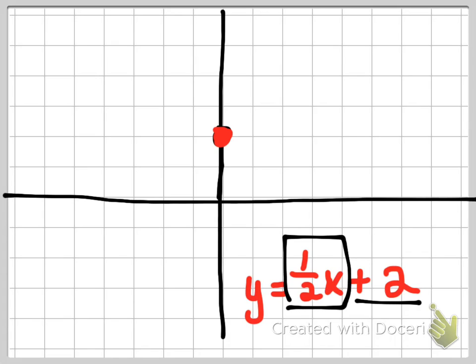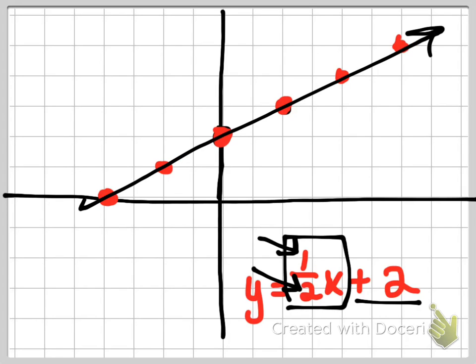Rise over run means rise first, run second: up 1 over 2. Let me stay with red here. Up 1 over 2, and I can do this as many times as I want. Up 1 over 2. And I can even go backwards. And what ends up happening is I end up having a straight line. And that's all you have to do to graph your line from slope-intercept form.